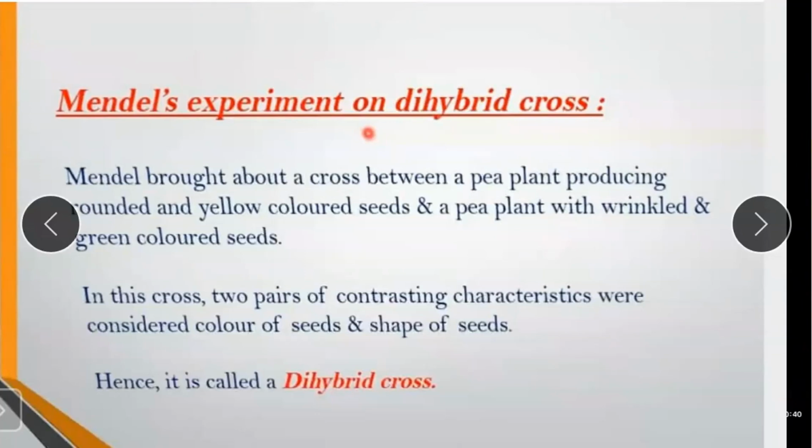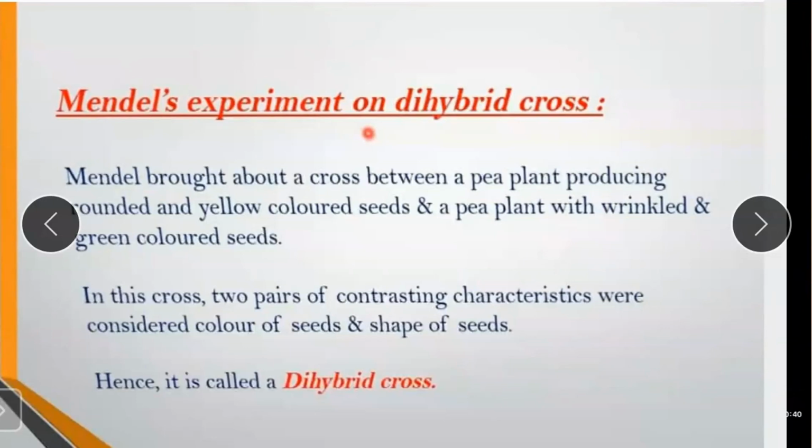Yellow colored and rounded seeds, and pea plants with wrinkled and green colored seeds. Okay. What are the two characters? The plant which is having rounded and yellow colored seeds and the plant with green color and wrinkled seeds. So in this cross, when the two pairs of contrasting characters were considered, that is color of the seeds and the shape of the seeds, hence it is called a dihybrid cross. Why is it called a dihybrid cross? Because when two pairs of contrasting characteristics are under consideration, then it is called a dihybrid cross.